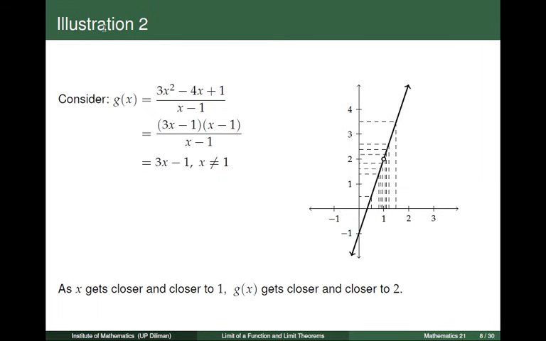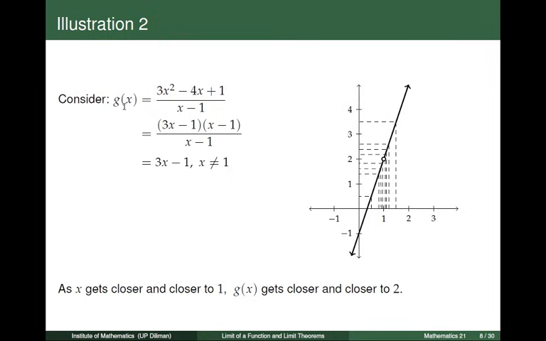Now let us consider a second function. g of x is defined as the rational expression 3x squared minus 4x plus 1 divided by x minus 1. Of course, x cannot be equal to 1. Otherwise, the denominator will be 0. Now, the numerator is factorable. You can factor it as 3x minus 1 times x minus 1. So take note that when x is not equal to 1, g of x is 3x minus 1.